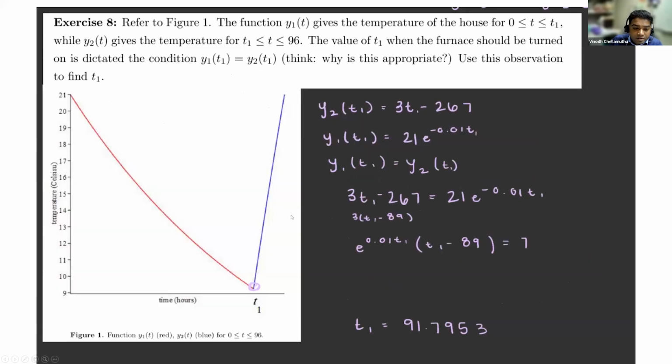And then we know if it is going 3 degrees per hour, that is a linear scale. So we have a linear equation, and also the house temperature, in red, is going down. That is not linear, but it is meeting at a point T1. So we are solving it for T1. That is at approximately 91 hours, the thermostat has to turn it on again.